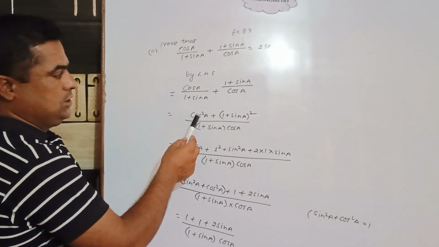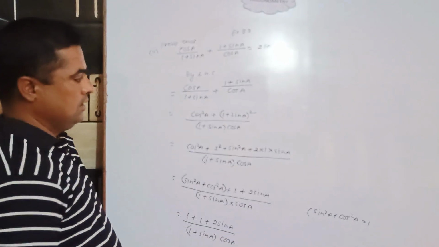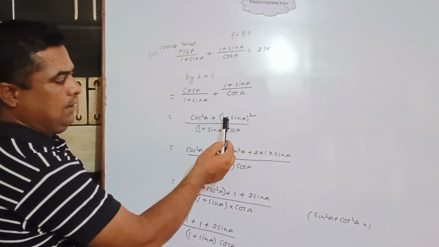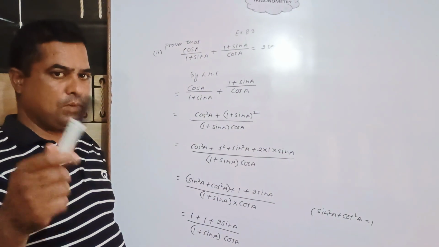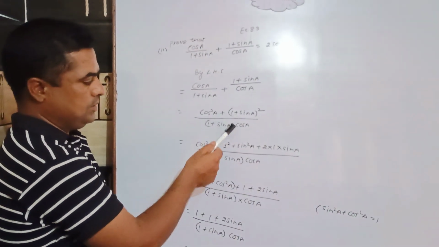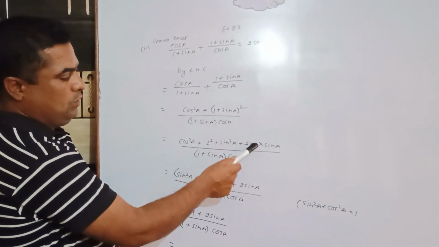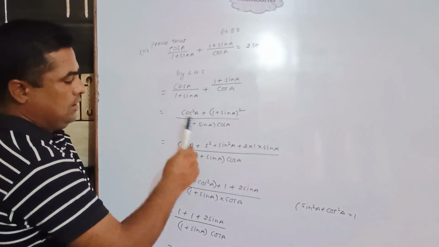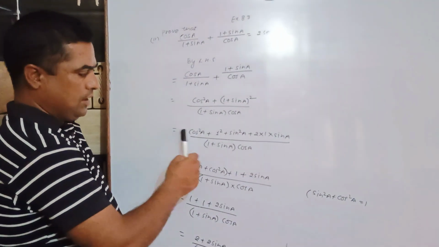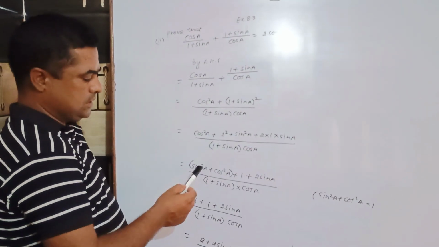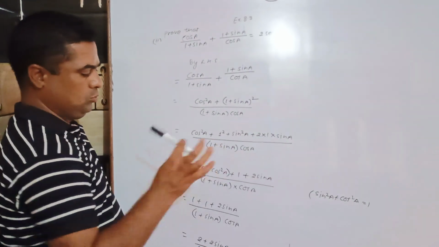Cos A into cos A is cos square A, and (1 plus sin A) into (1 plus sin A) is (1 plus sin A) whole square. Now we will apply the identity: (A plus B) whole square is A square plus B square plus 2AB. So we are applying 1 square plus sin square A plus 2 into 1 into sin A. In the denominator, (1 plus sin A) into cos A. Now we are rearranging all the terms, so we write sin square A plus cos square A, 1 square is 1, and this is 2 sin A.